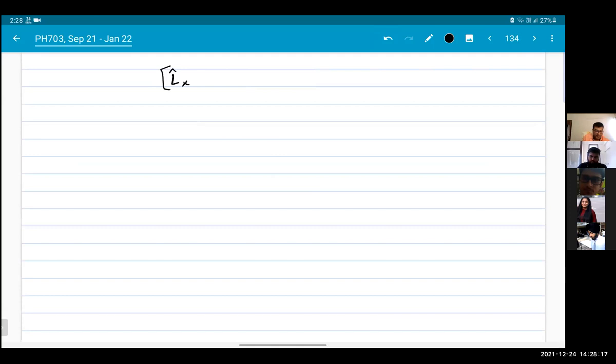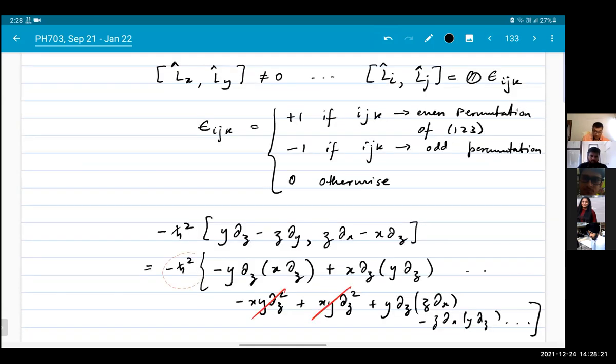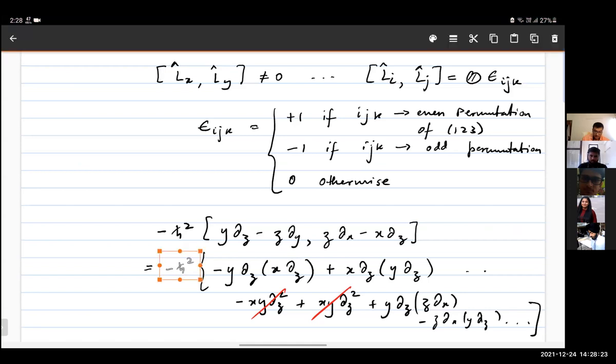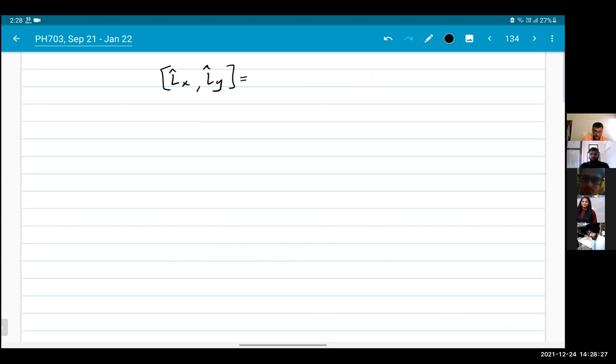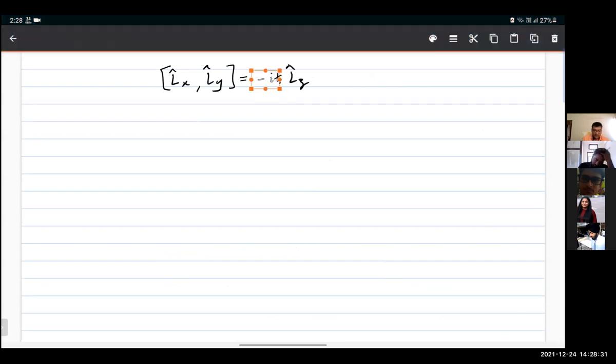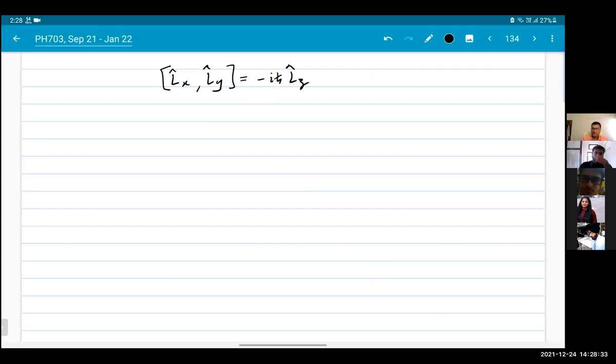So the commutator of Lx and Ly, you will get h bar here. One factor of h bar will come out. The other factor will go in here. And you'll get minus i h bar Lz. Is this right, minus i? Is that right? Please tell me if it's wrong.